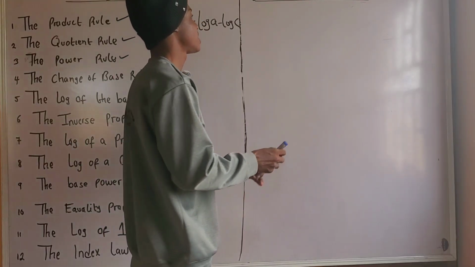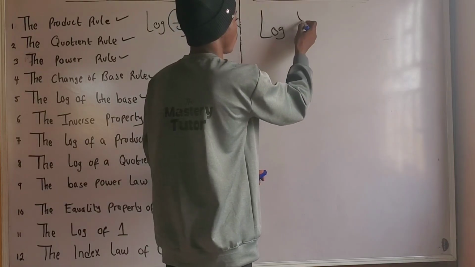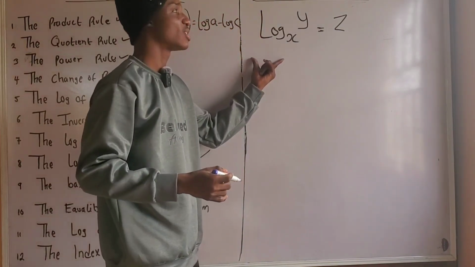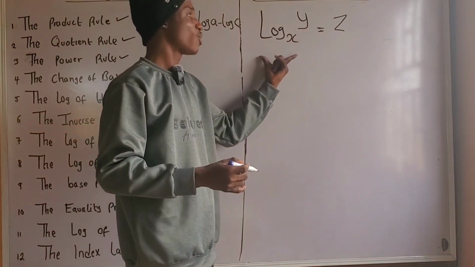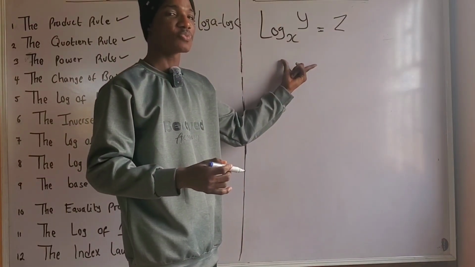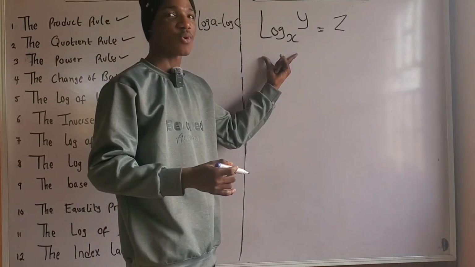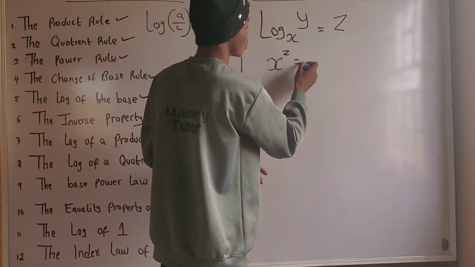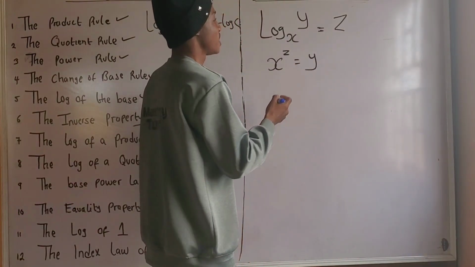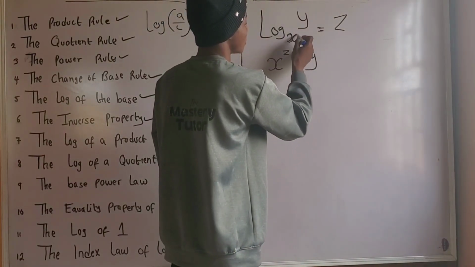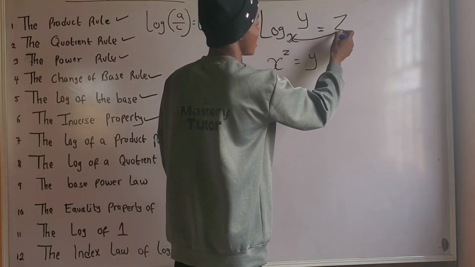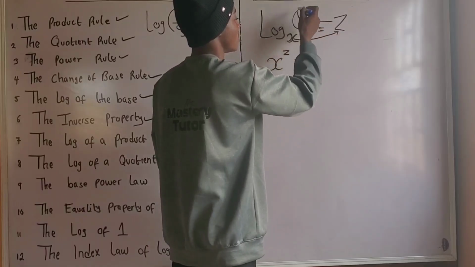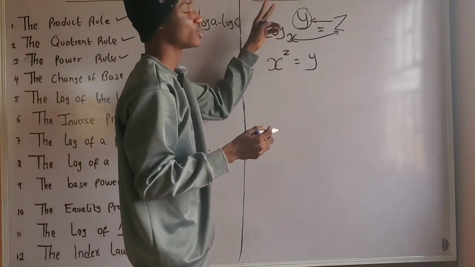For example, let's say you have log y base x equals z. Do you know that this one is in logarithmic form? You understand? What you have on the board is in logarithmic form. You can rewrite this in index form. That means in index form it will be x raised to the power of z equals y. Okay? So let's say you have log y base x. This base that you see here will carry what you have here. Do you understand? And you are going to equate it to what you have here.